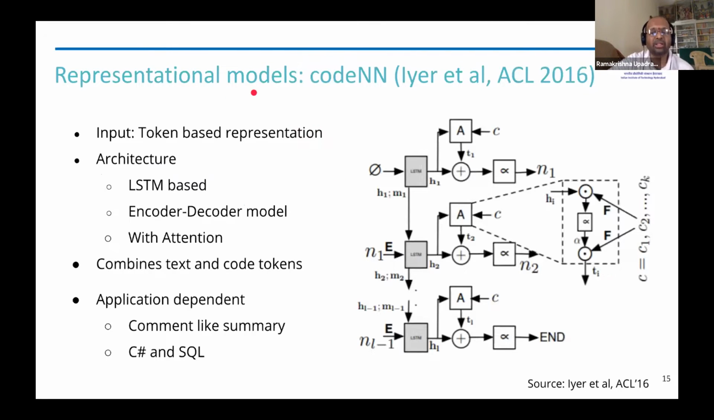So, representation models. One of the first techniques was the work by Iyer and others, published in ACL 2016. It's called CodeNN. It's a primarily token-based representation, and they take code snippets. Code snippets means, please mark this, because if you want to represent code, do you want the code to be a compilable unit? That's very important.